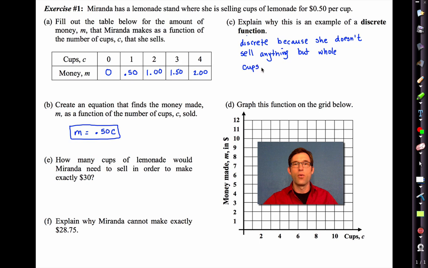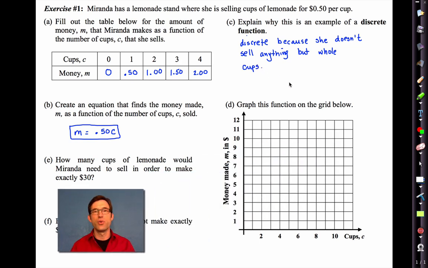Again, she's not going to sell 1.5 cups. She's not going to sell 2 3/4 cups. And even if she sold fractional cups, the key would be she'd still be charging you as if you had a full cup, right? Now that's really important because it has a ramification for what the graph looks like.